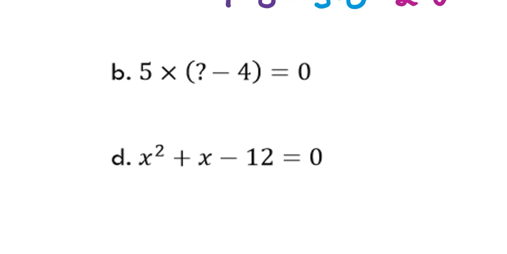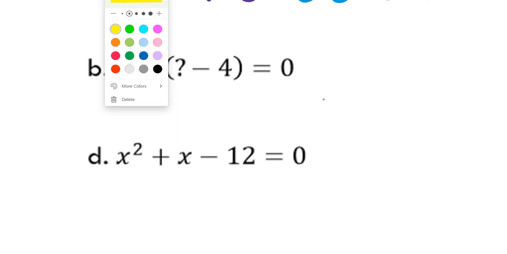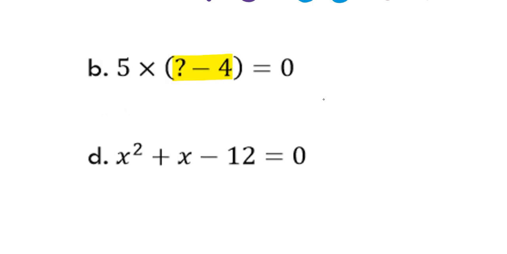If we have 5 times a quantity, question mark minus 4, the parentheses has to be equal to 0. So what number, if we plug in for the question mark, would make the parentheses 0? Positive 4 would make the parentheses 0. So the question mark here would have to be equal to 4.